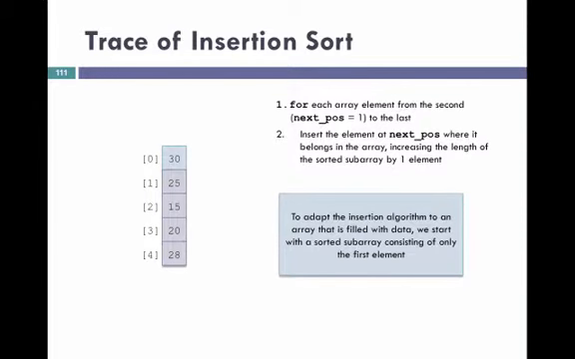So here's a trace of insertion sort. Consider this array, and in position 0, we can assume that 30 is in its proper place. And then for each array element from the second to the last, we insert that element where it belongs in the array, and we increase the length of the sorted subarray by 1 element. Now, to adapt the insertion algorithm to an array that is filled with data, we start with the sorted subarray consisting only of the first element.